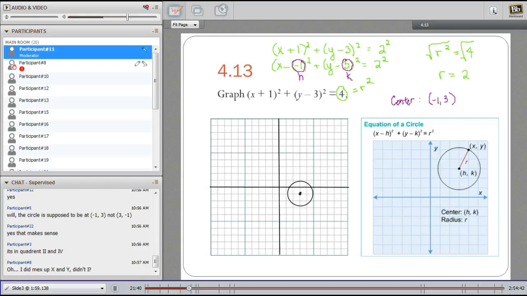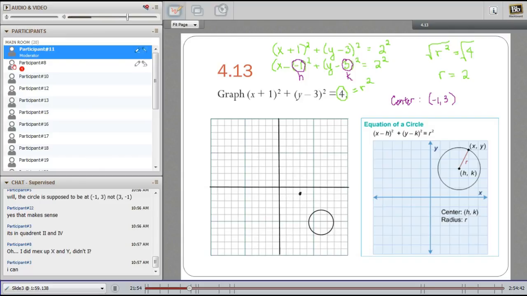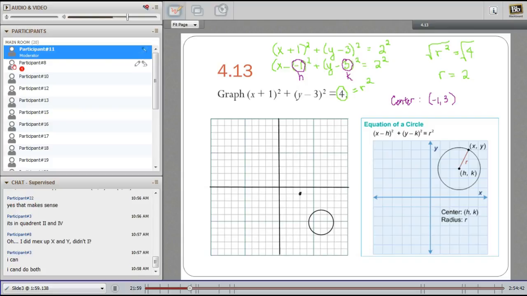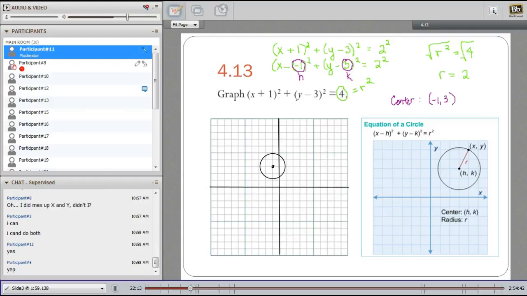Let's see if I can just move it. Let's see if I can grab that whole thing. I don't know if I'm going to be able to. I'll have to move them separately. So let's move the point first. I'm going to move Will's point here. Okay, so we're going to go -1, 3. There we go. And now we're going to put the circle around there. Does that look better? I think that looks better.